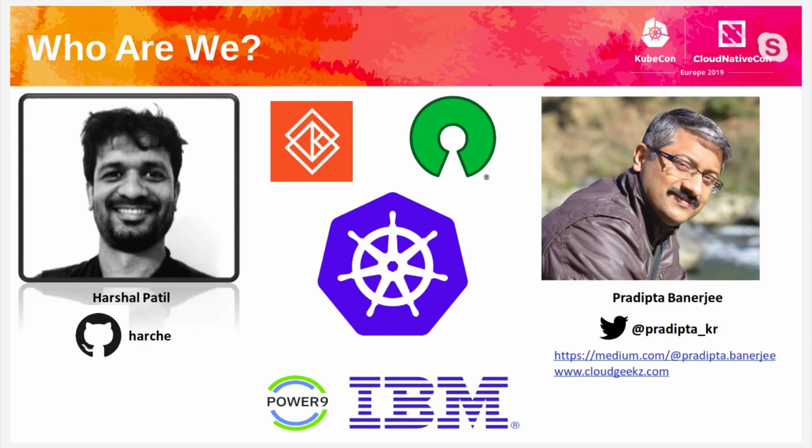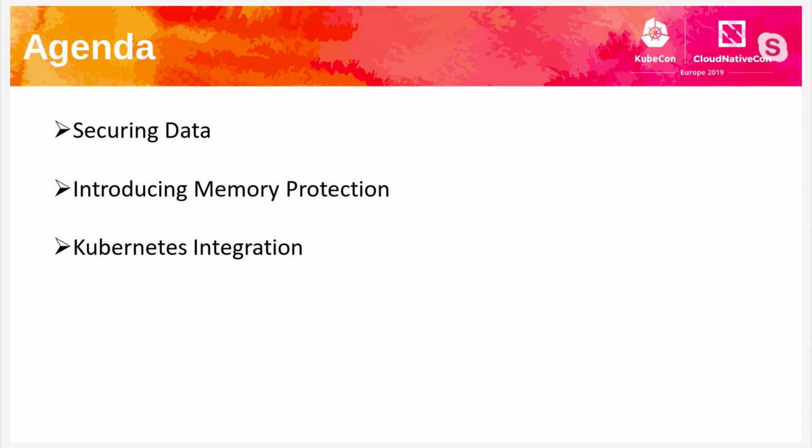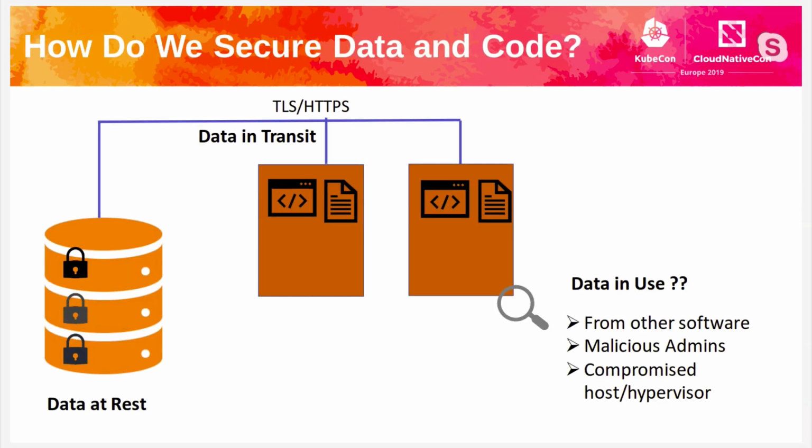So what we plan to cover today, let's take a quick rundown of the agenda that we're going to cover in this session. We'll take a quick look at ways to secure the data at every stage of its life cycle, followed by an introduction to memory protection and of course encryption, and then conclude with Kubernetes integration. So this is the high level flow that we will follow as part of this session today. So let's get started.